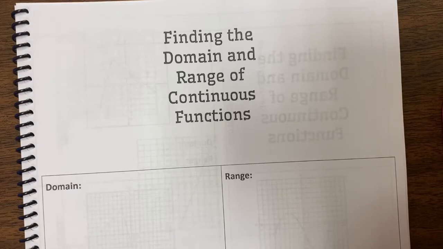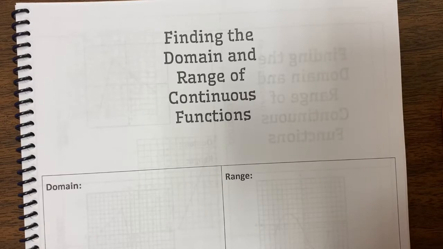So remember, the last lesson we had was about discrete functions, meaning those dots randomly scattered all over the place. Now we're going to be talking about domain and range, but for continuous lines. So these are continuous functions and we're going to be finding the domain and range. Let's get started on this page.